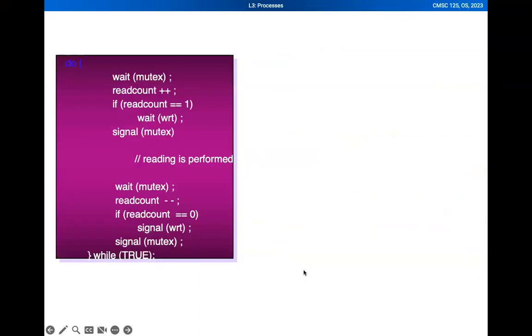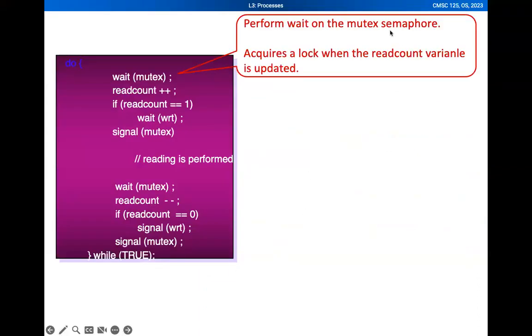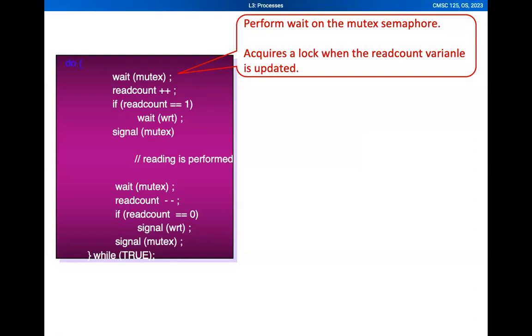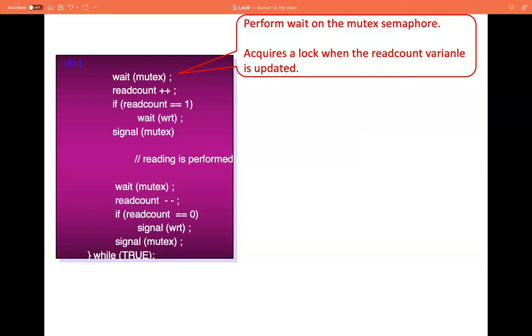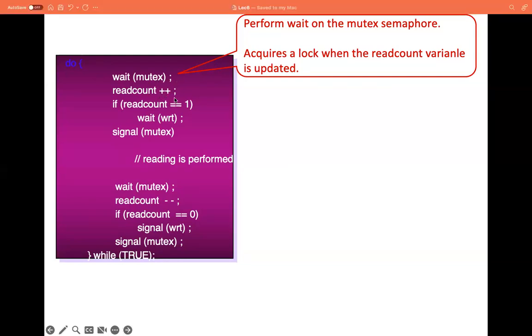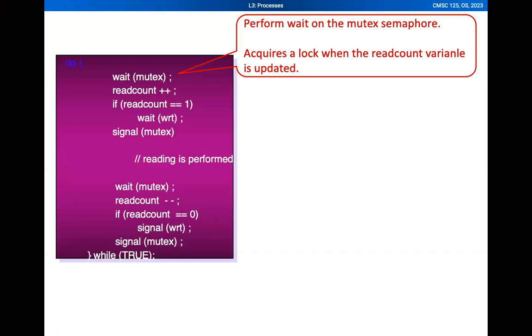Now, for the reader process, it performs wait on the mutex semaphore. It essentially acquires a lock when the read count variable is being updated. As we have shown earlier, this is done so that multiple readers cannot simultaneously modify the read count variable. And we have the read count variable incremented to indicate that another reader has started or wants to read.